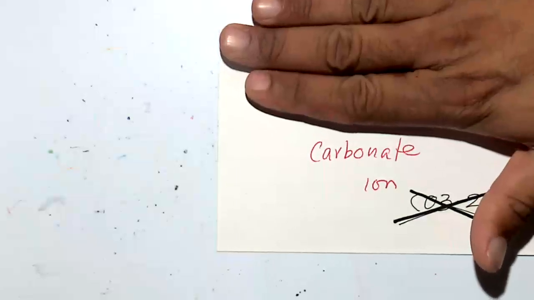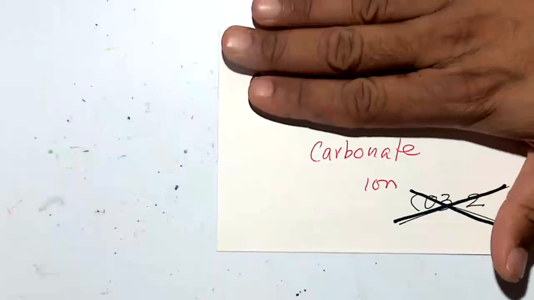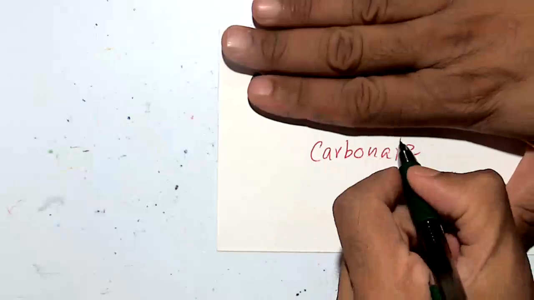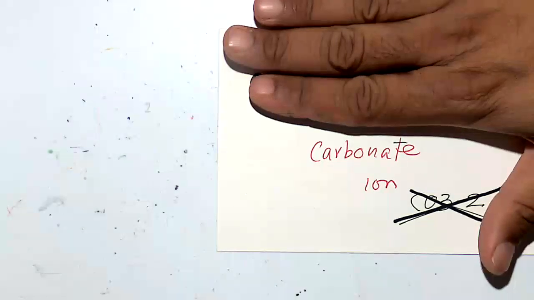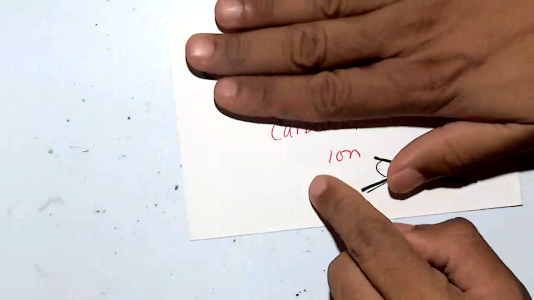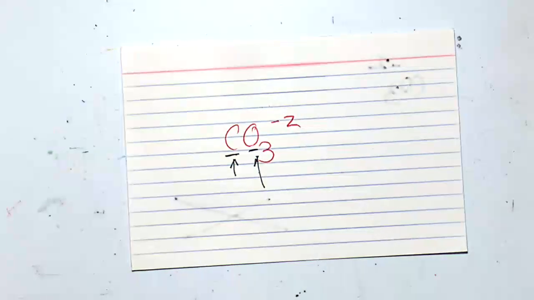How about this one here? I already gave you the answer, but what's the carbonate ion? Did you peek? What's the carbonate ion? CO2, that's carbon dioxide. CO3, carbonate. Carbonate ion. So ion meaning it will have a charge, and that charge happens to be minus 2. So this is CO3 minus 2, called the carbonate ion.